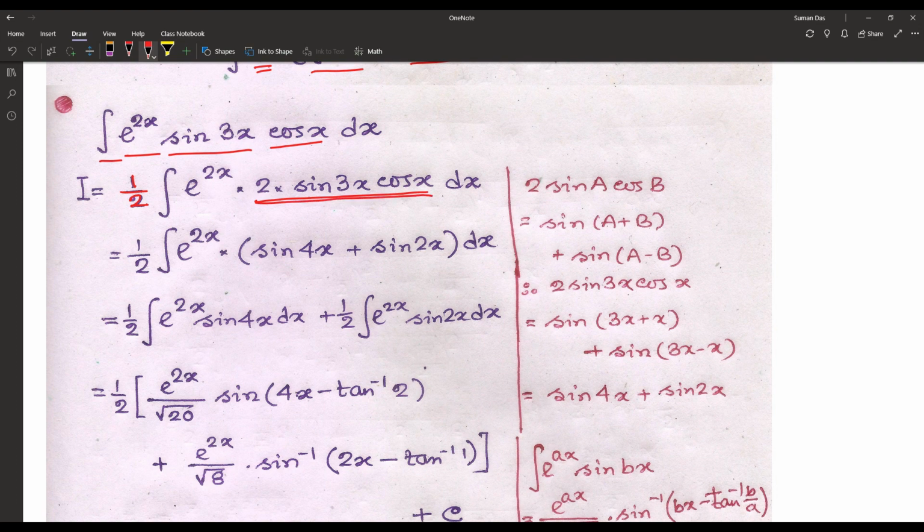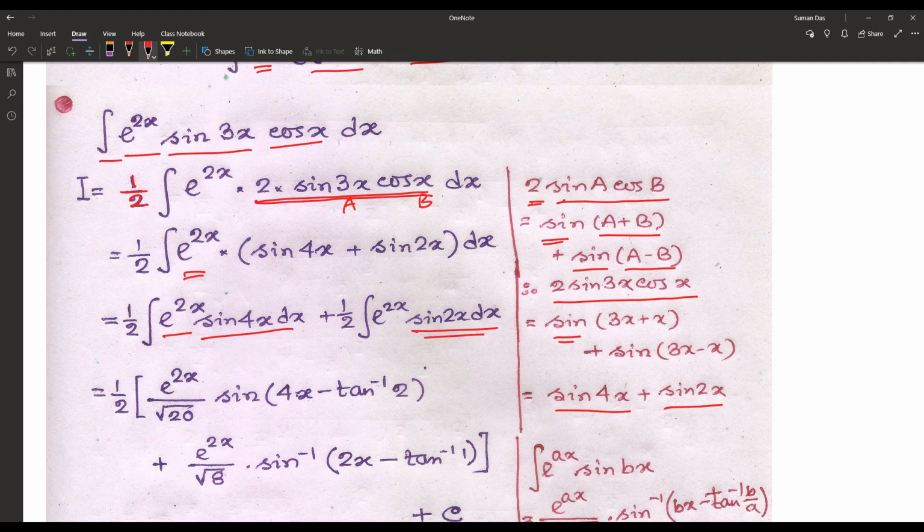Now if we use the trigonometric formula, 2 sin a cos b is equal to sin(a plus b) plus sin(a minus b). So that is our a, that is our b. Here 2 sin 3x cos x gives us the result sin 4x plus sin 2x. So we write it as the integral of e^(2x) sin 4x dx after separation, plus half the integral of e^(2x) sin 2x dx.